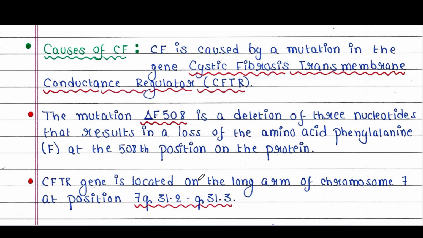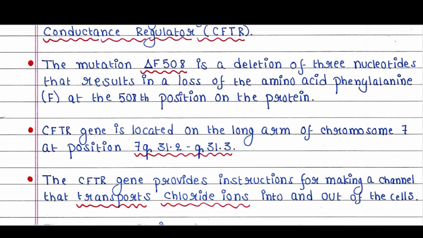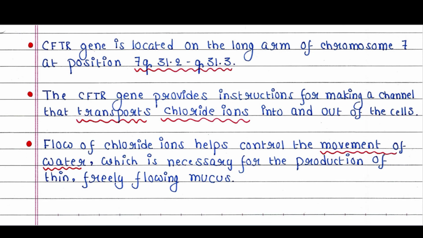So CFTR gene is located on the long arm of chromosome 7 at position 7q. Q means it is the long arm. 31.2 to Q 31.3. So it is the position of that CFTR gene. The CFTR gene provides instructions for making a channel that transports chloride ions into and out of the cells. So the CFTR protein is a transmembrane protein that is found in the plasma membrane of certain cells.